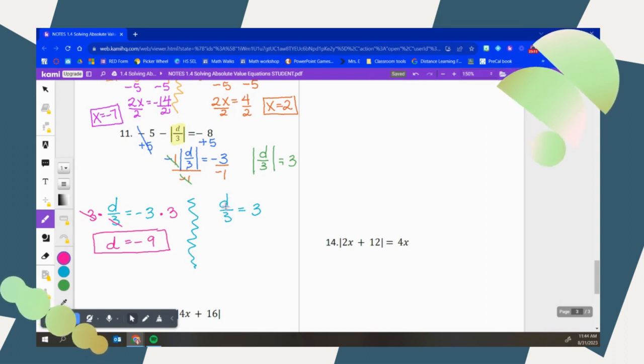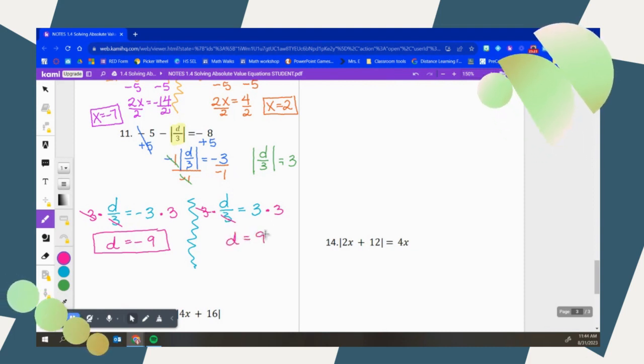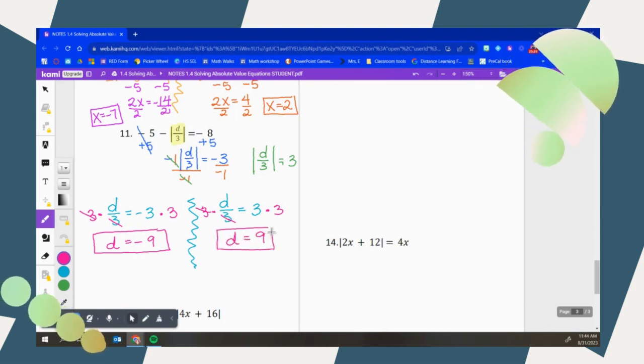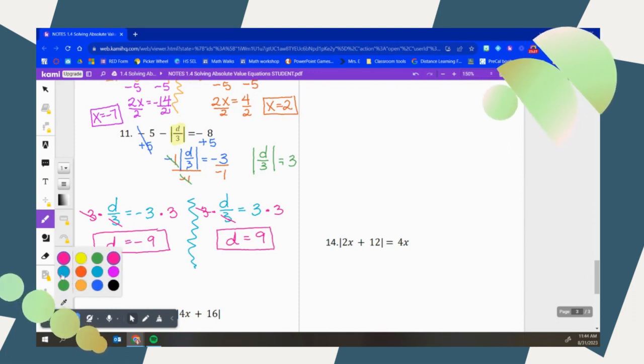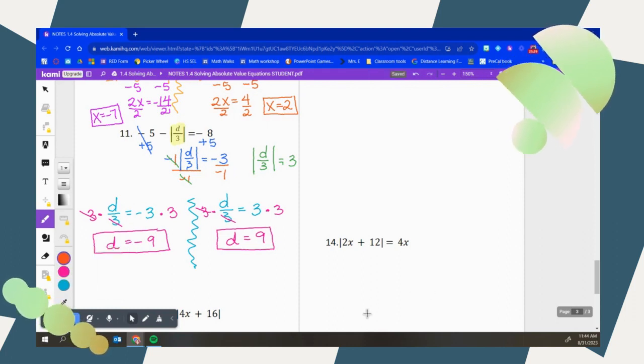Same thing over here. We have d divided by 3, so I undo division with multiplication, so multiply by 3 on both sides. Your 3's divide out, and d over here is a positive 9. How are we doing? Any questions? Are we doing okay?